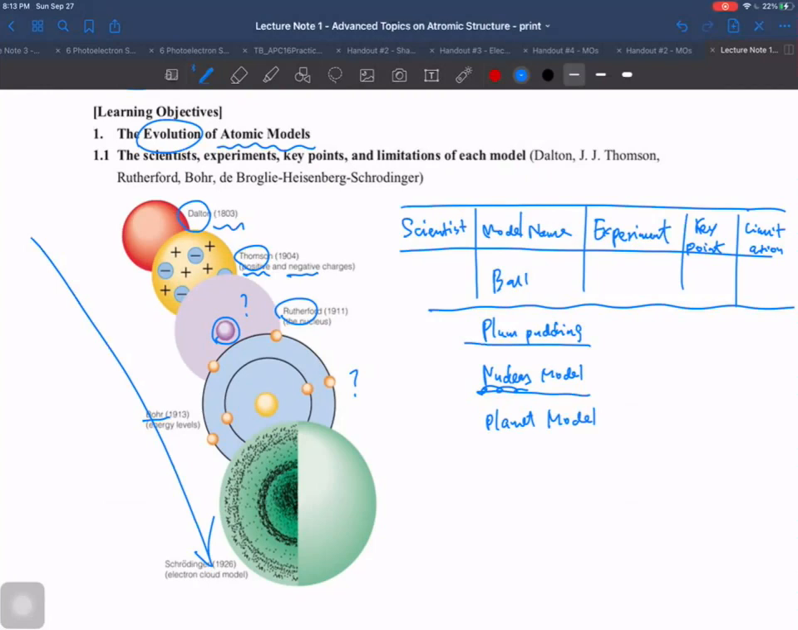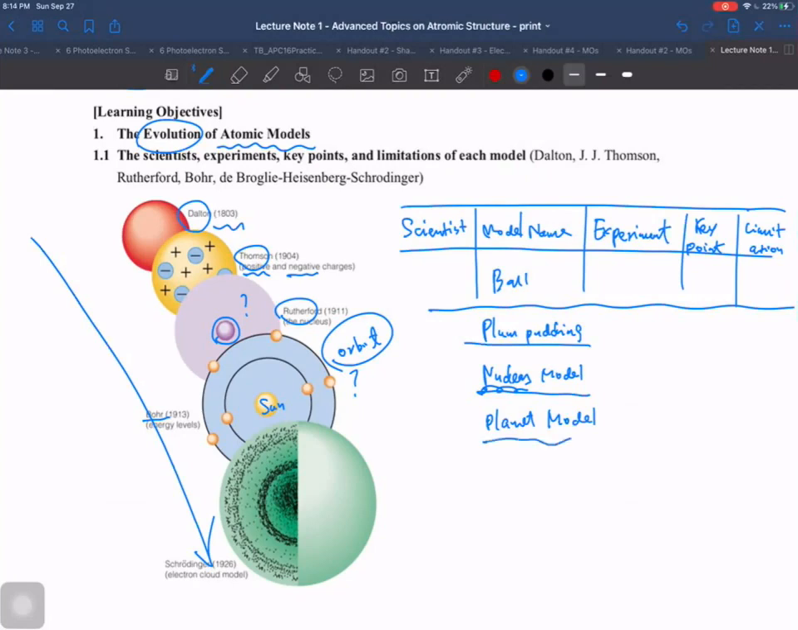The nucleus is the sun, right? And the electrons in different energy levels are just like different planets. They have different orbits. So he also raised the concept of orbit, right? The track of the electrons, although right now we know it's incorrect.